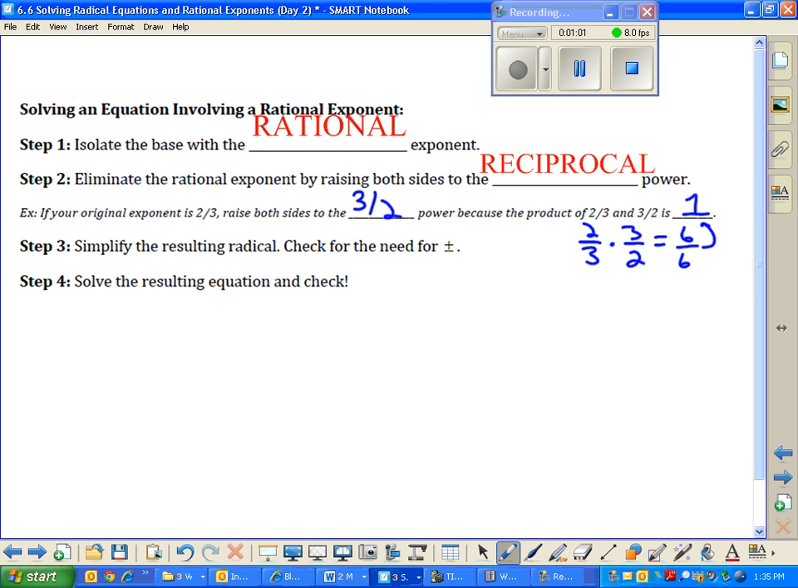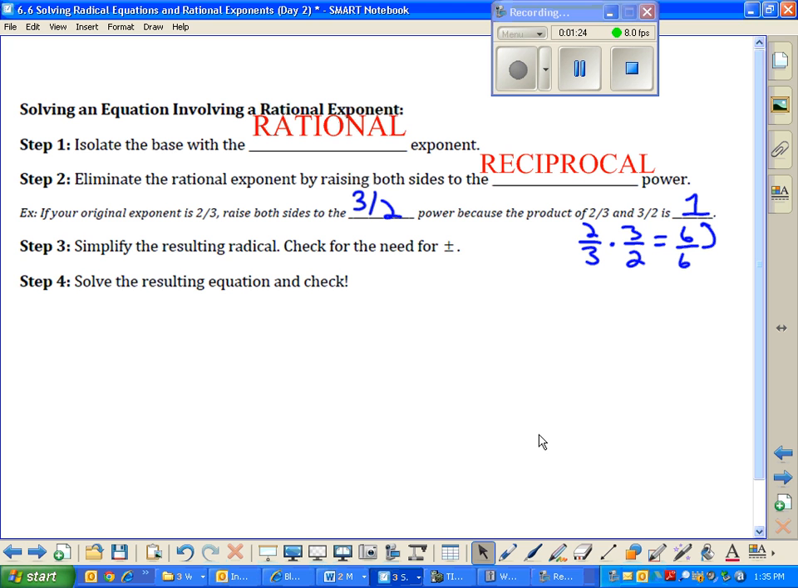It makes that exponent go away. So that's the value in that multiplicative inverse. That's the value in the reciprocal, is that when you multiply inverses, you get 1, that multiplicative identity. So it's nice. Keep in mind, you want to simplify the resulting radical.